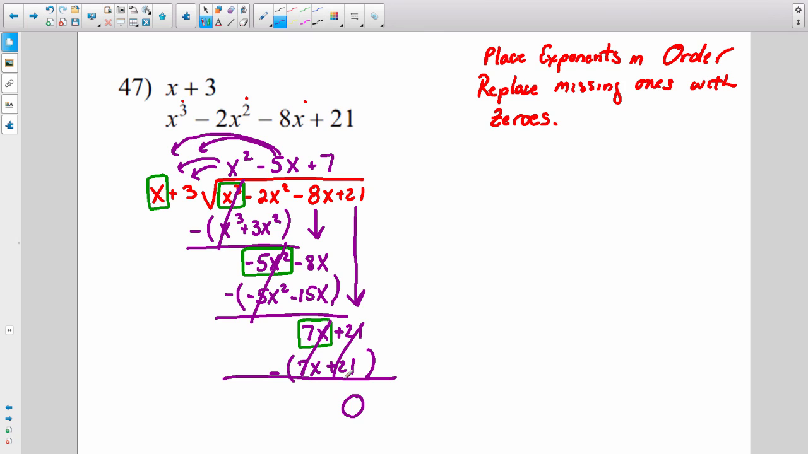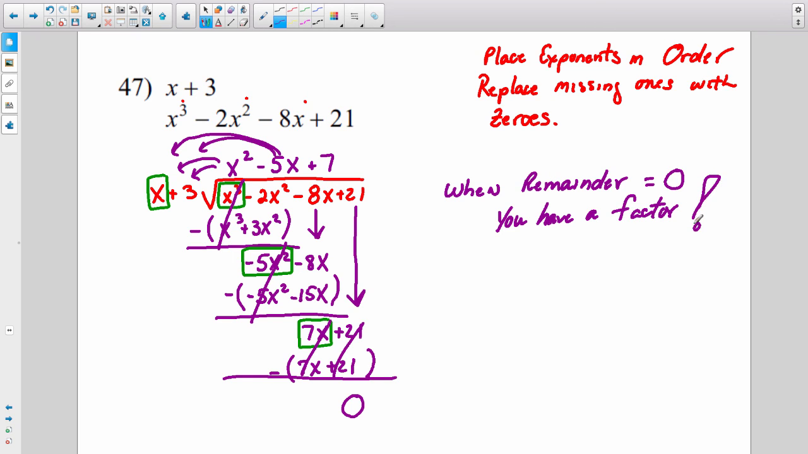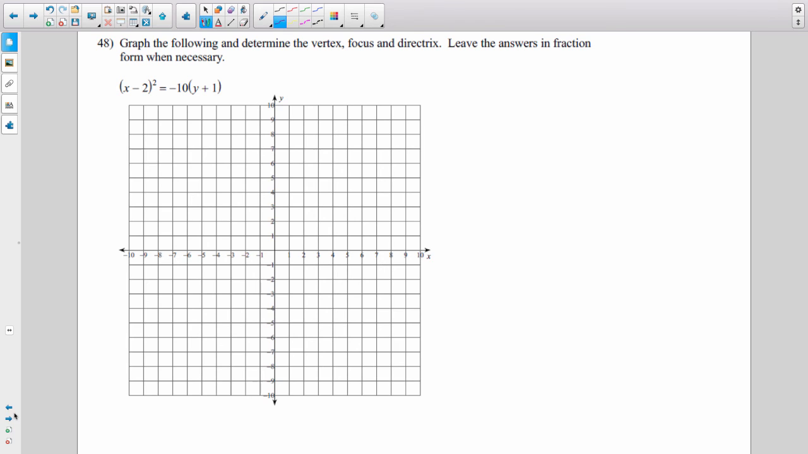When your remainder is 0, you have identified a factor. And that's what the game is here. So when the remainder equals 0, you have a factor. So the answer to this question is yes. And the way we proved it was we divided the alleged factor into this polynomial, and we ended up with 0. Perfect.